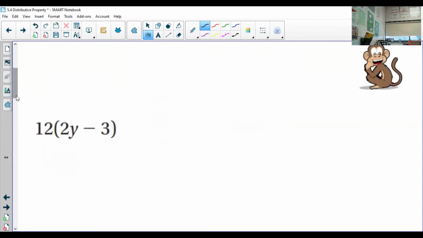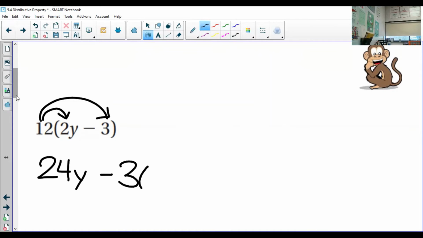Here's another one. Okay, I have 12 times 2y minus 3. So the 12 is what I'm multiplying because that's right next to the parentheses. So here we go. I have to multiply it to each part in the parentheses. So 12 times 2y is going to be 24y. I just multiply the numbers and keep the variable. And this time it's a subtraction sign, so I do minus. And then what's 12 times 3? 36. And there's nothing else I can combine to make it smaller, so that would be my final answer.